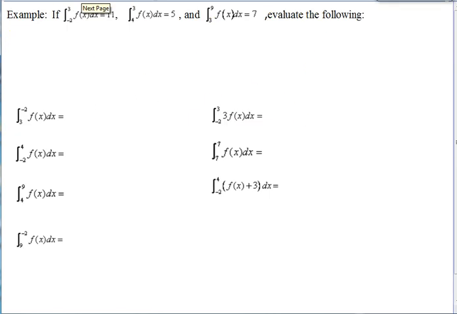Okay, so let's take a look at a problem that uses those properties here. This one says if the definite integral from -2 to 3 of f of x dx is 11, we're given some other definite integrals and evaluate the following. So I think the easiest way to organize all this information is just on the number line.